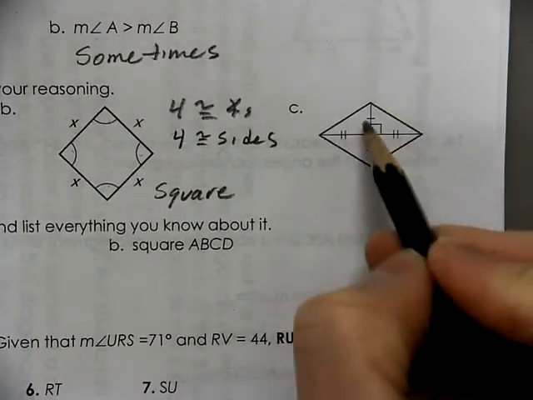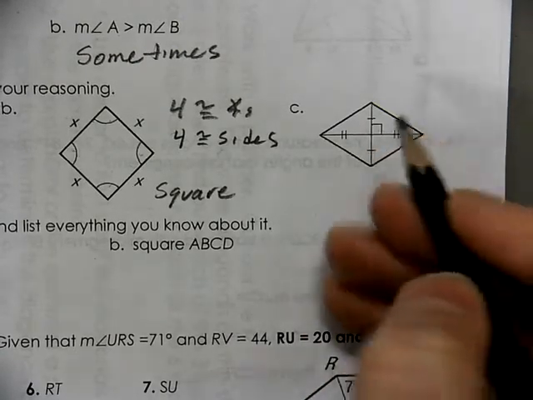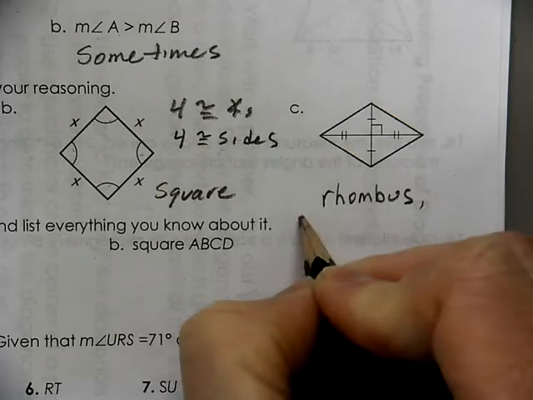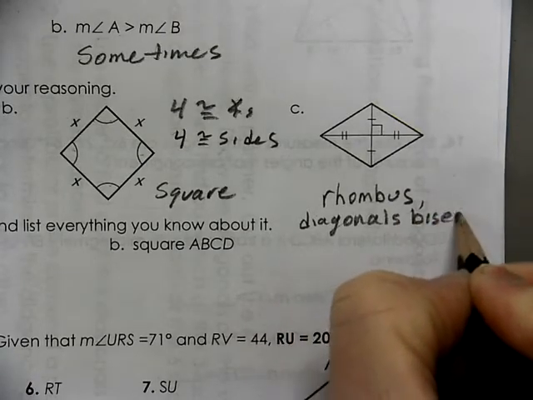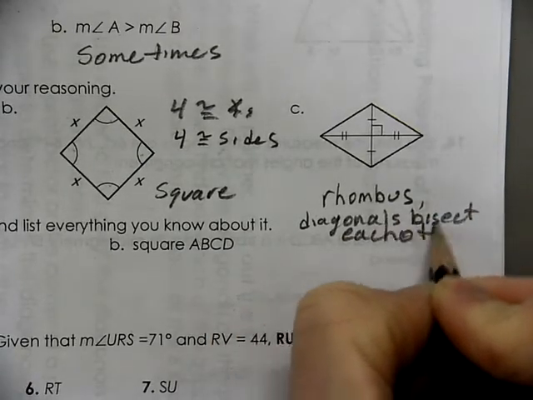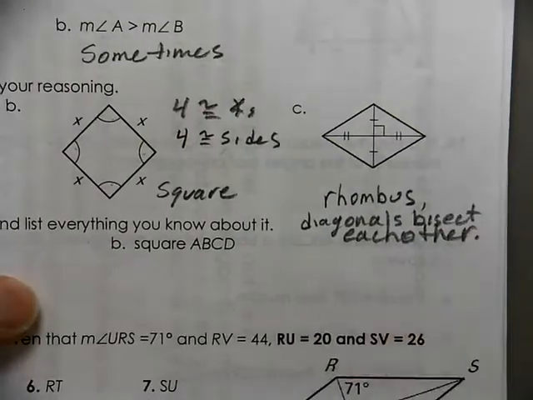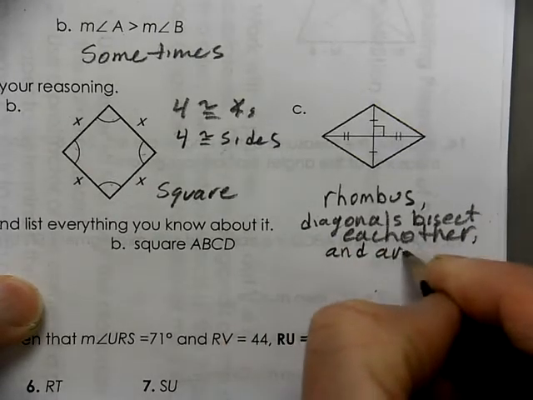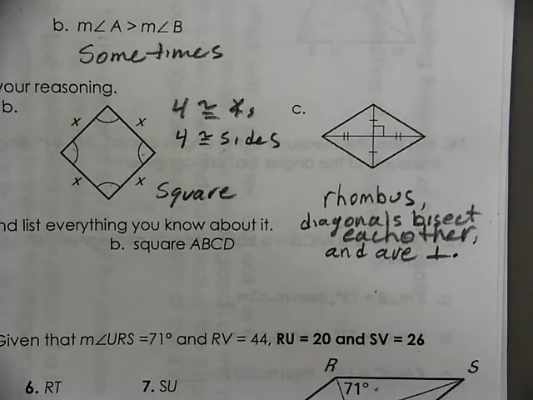Here we have diagonals that bisect each other and they're perpendicular to each other. So if they both bisect, then this has to be a rhombus. And the reason why is that diagonals bisect each other, and let's say they bisect each other and are perpendicular. Bisecting each other would mean that it's just a parallelogram, but it's the perpendicular part that brought that all the way to become a rhombus.